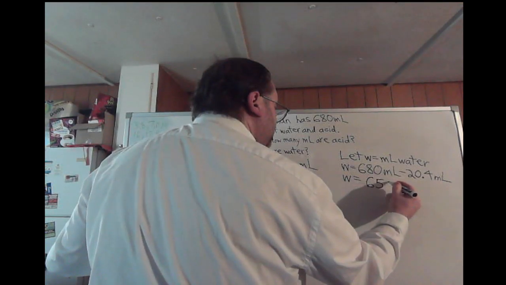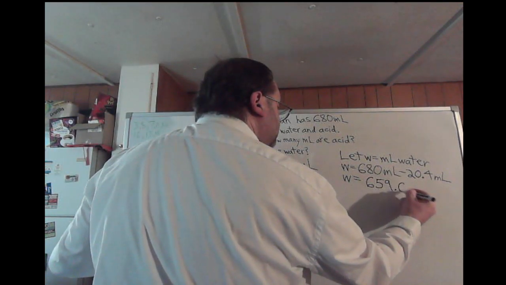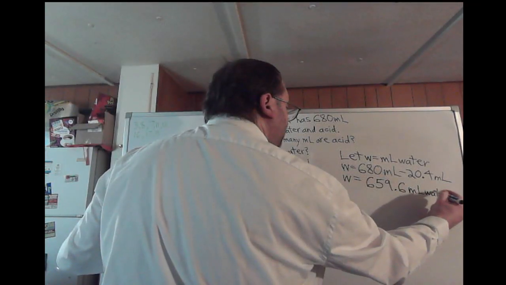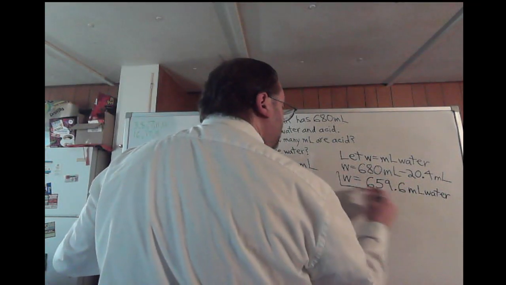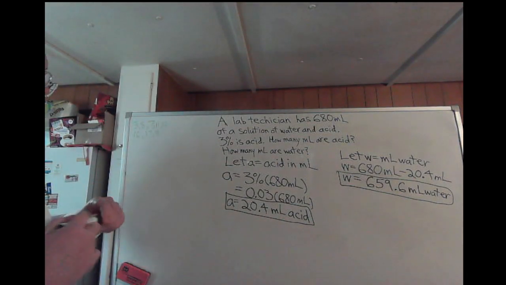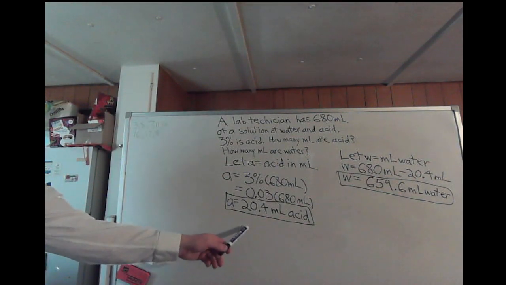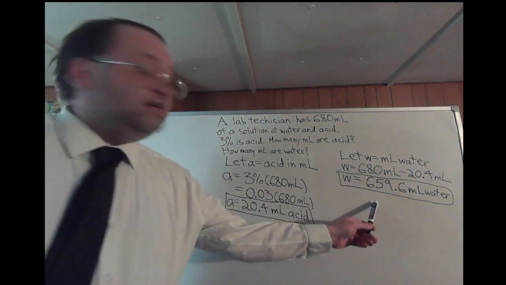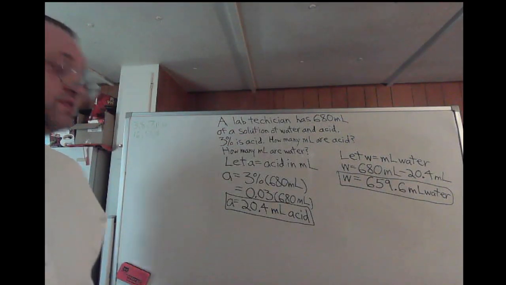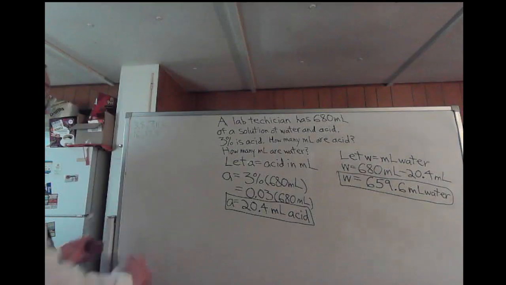So we'd have 659.6 milliliters of water. And that is your water content. So you now have your acid content of 20.4 milliliters, your water content of 659.6 milliliters. And that would be it.